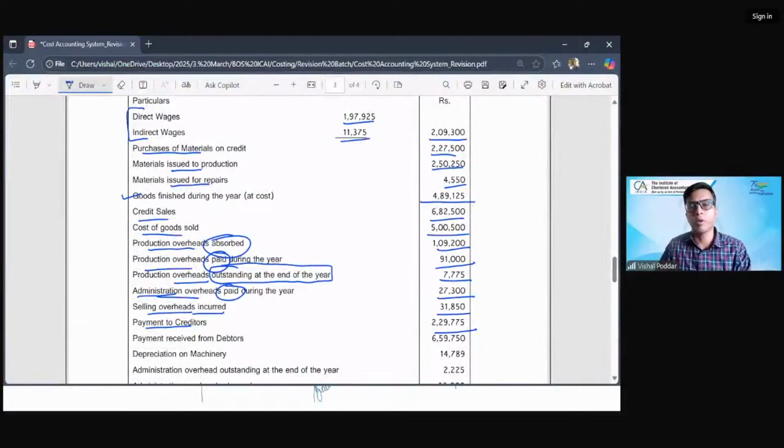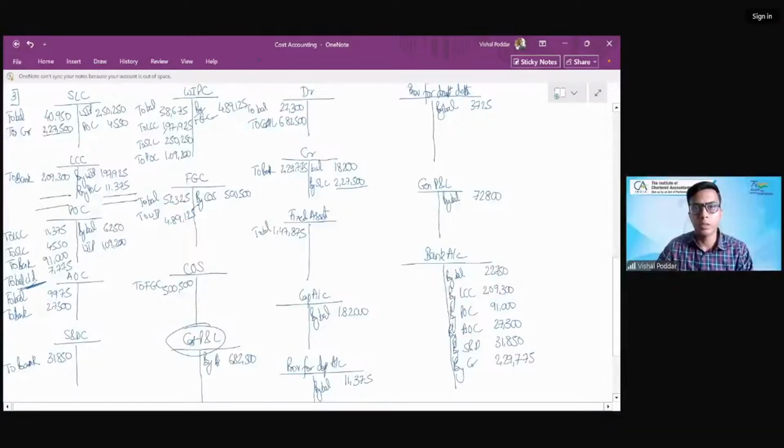Then you have received from your debtors, 659,750. Again routed through bank, to debtors, 659,750.